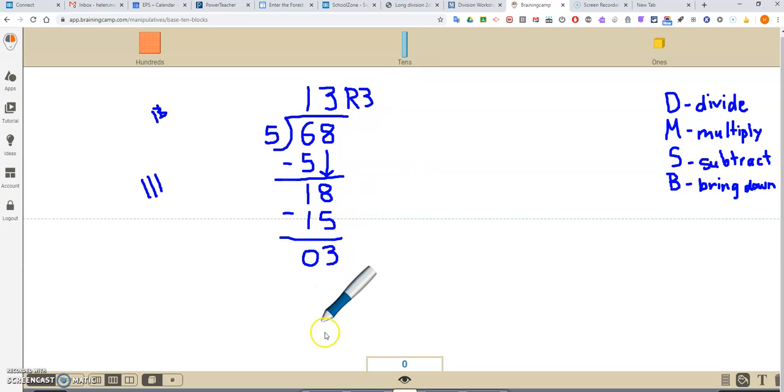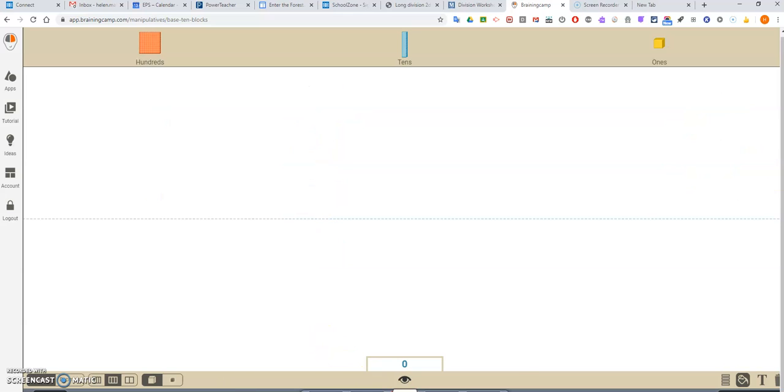Okay, let's try another one. So I'm going to clear that. Let's put my pen back here. Clear that. Let's do 79 divided by 3. 79 is my dividend. 3 is my divisor. I'm looking for my quotient.